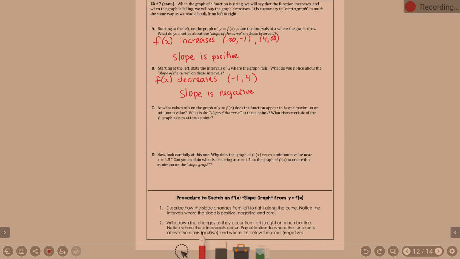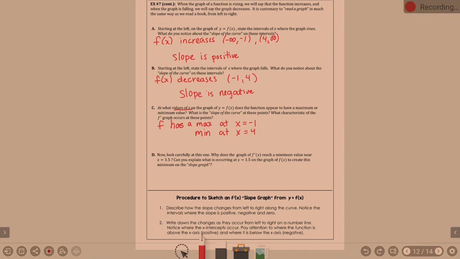At what values on the x on the graph does the function appear to have a max or a min? What is the slope at these points? What characteristic on the slope graph occurs on f prime? So, let's see. F has a max. And they just really are asking about the x value, right? What values of x? So where was there a max? That was over at x equals -1. And then it's going to have a min over at x equals 4, right?